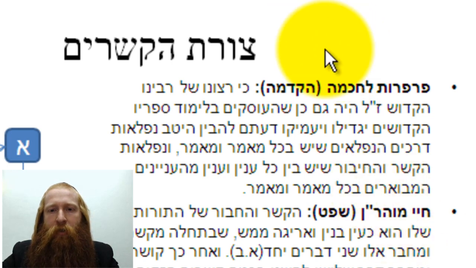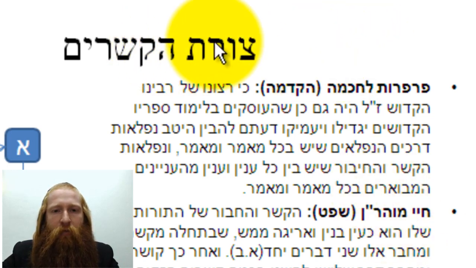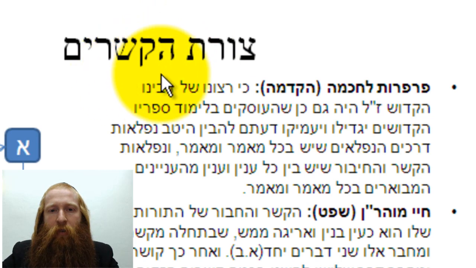We're going to start with the Parparas L'Chachma. This is the title of the page called Tzuras HaKsharim, the type of Ksharim. And Parparas L'Chachma says here the importance of studying the connections in the Likutei Moharan, that this is the very important way of learning the Likutei Moharan.